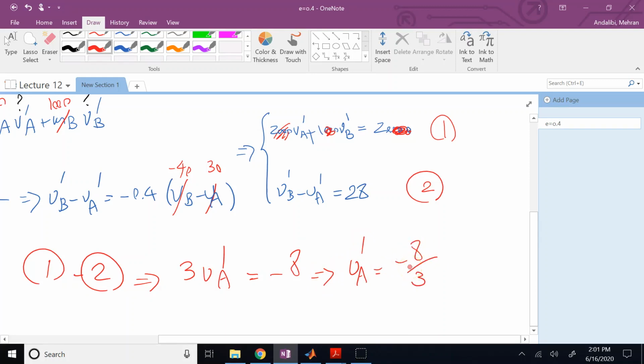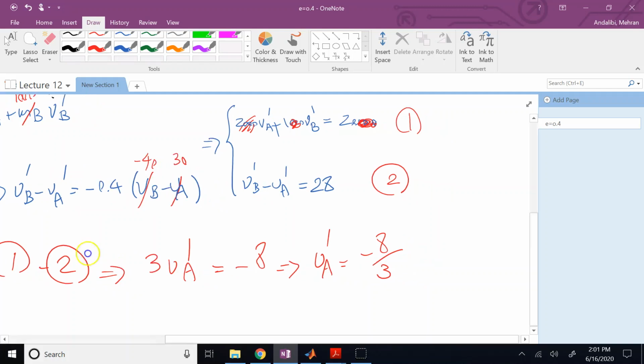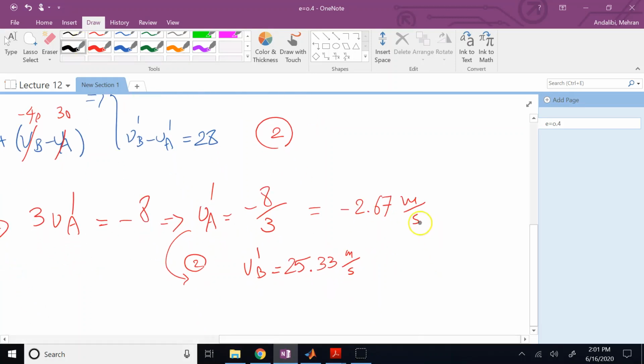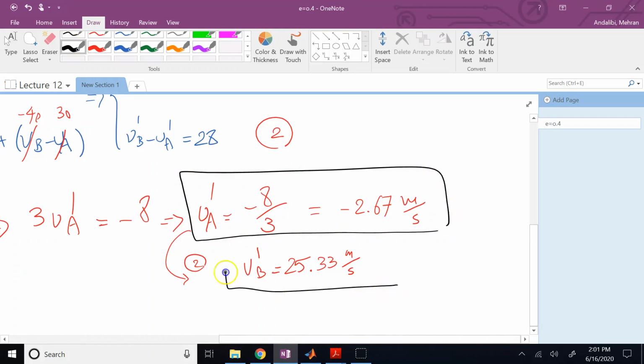If I am not making a mistake. Hopefully I'm not, and I don't think so. Let's just make sure. Doesn't look like to me, that's right. So this is like negative 2.67 meters per second. And if you plug this back into 2, you get VB prime to be 28 plus this number, which is going to be 25.33. Okay, so these are the velocities after impact.